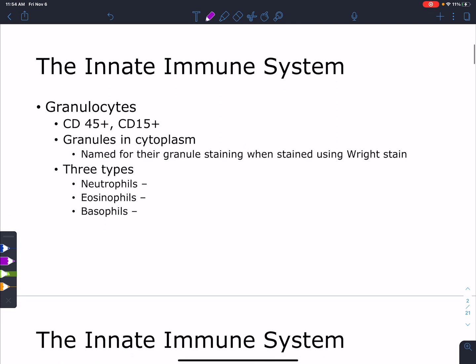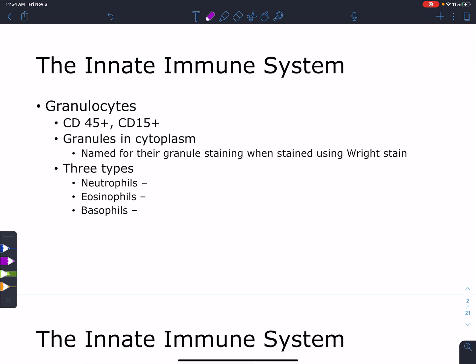And you're going to learn how to identify the majority of these cells in hematology. So we're going to start off with our granulocytes. Notice that has granules, right there. And the other thing I'm going to point out is the three types all have granules. So these guys are all filled with granules.